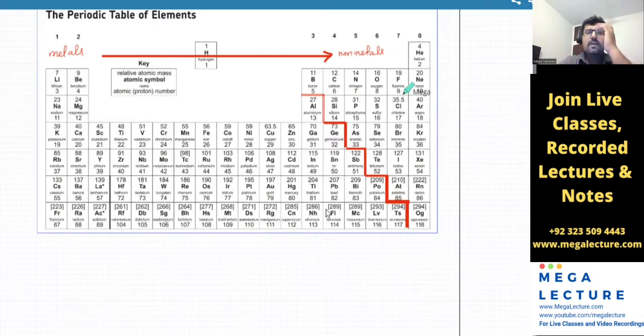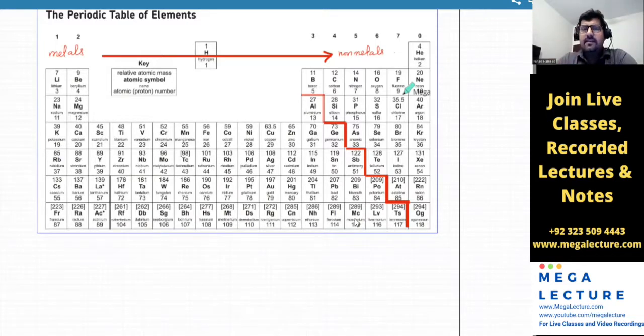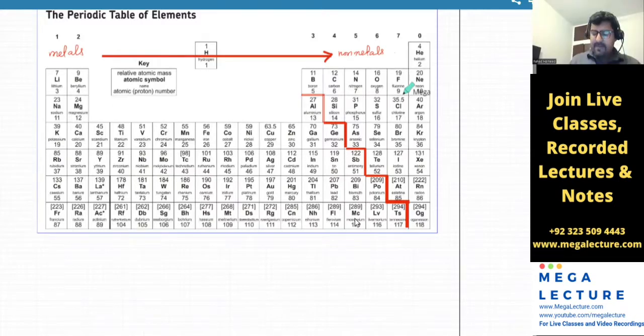Can anyone tell me one major difference between a metal and a non-metal? How do you differentiate between a metal and a non-metal? Metal conducts electricity. Metal is hardened. So metals, they conduct electricity, that's fine, right? Non-metals, I mean, these are properties, right? What I'm saying is, what's the one major difference in definition? I'm not talking about properties. The properties are obviously different.